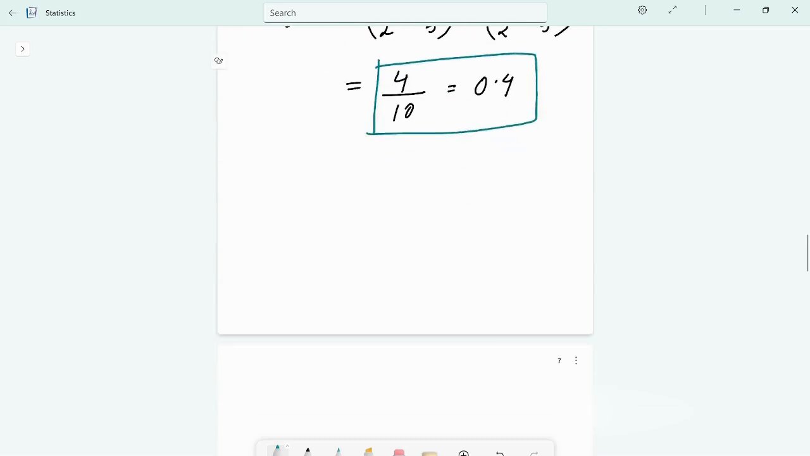Now, let's come to our next topic, which is Bayes' theorem. Bayes' theorem is used when we want to reverse the condition, like finding the chance that something came from a specific source given the result, like reversing the condition of conditional probability.